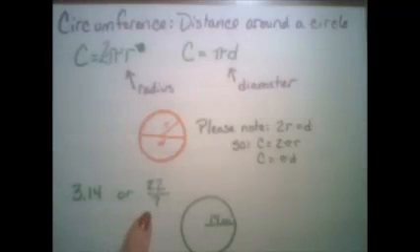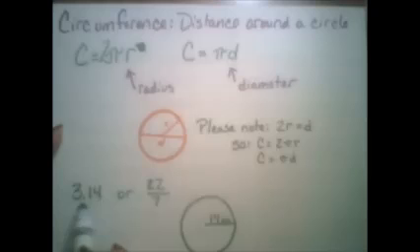Some questions will ask you to use 22/7 instead of pi. This is the fraction form of this number. Now usually they only do this when your radius or your diameter are multiples of 7. I'd like to do this one for you to show you why you don't want to just use this because it's easier. We'll do it both ways.